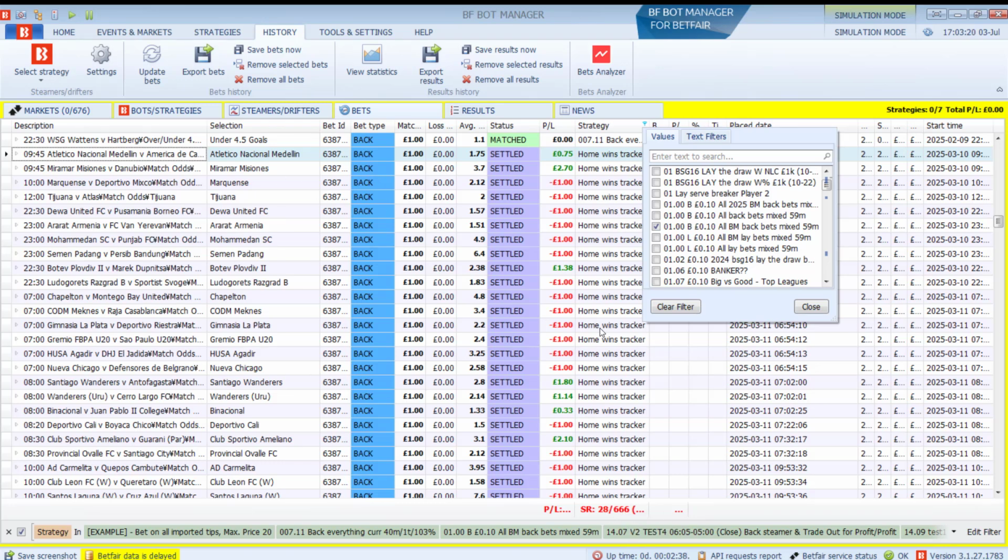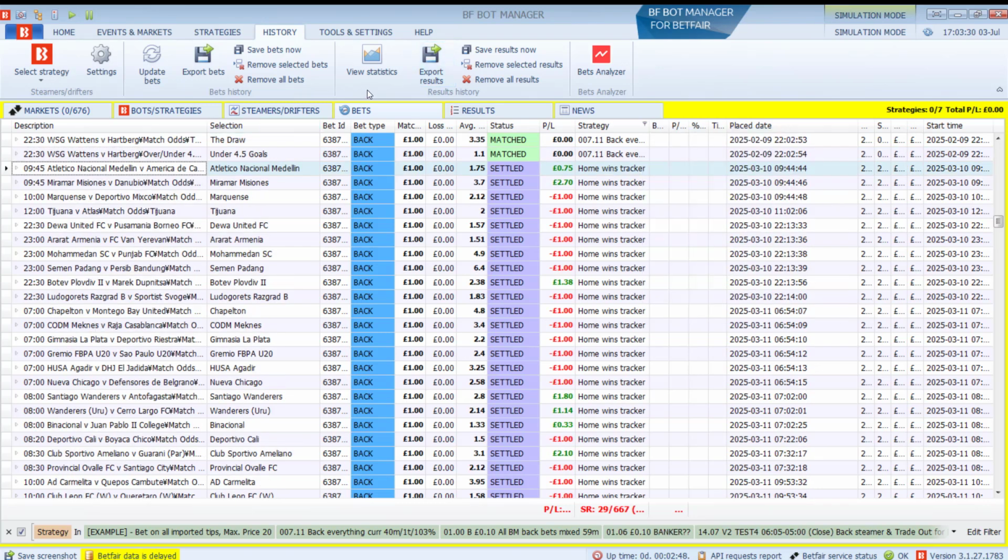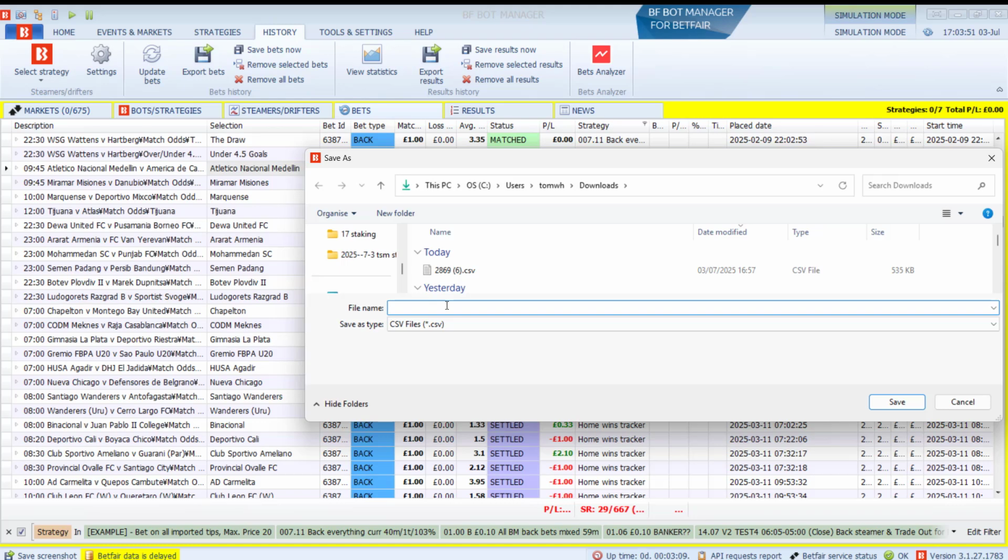But I just want to show how we can get some extract bet data here. So I've selected a few strategies I want, and then I'm going to export bets. So I just click export bets here, and it's only going to export the ones I can see now of my selected strategies. So not every single bet, but just the bet history from the selected strategies I want. Give it a name and save it as a CSV file.